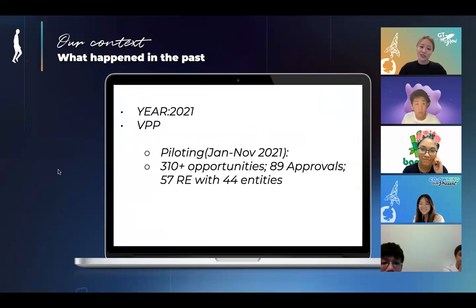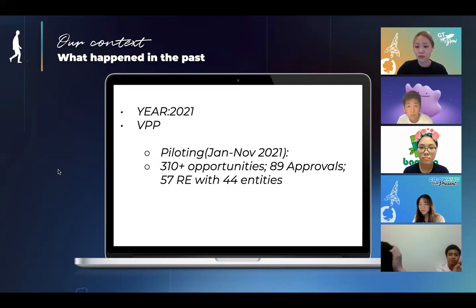So what has happened now, if we relook at everything that happened in the past? Right now we are having quite great achievements: 300-something opportunities, 89 approvals, 57 realizations with 44 entities, and half of them are new entities. So you can consider it 57 realizations with 20-something entities. So now it becomes, again, this decision. Don't you think it's a very similar process that we are going through as an organization, right?